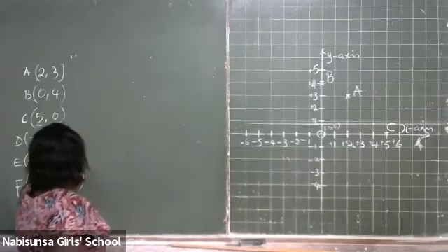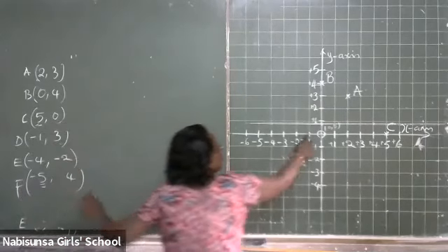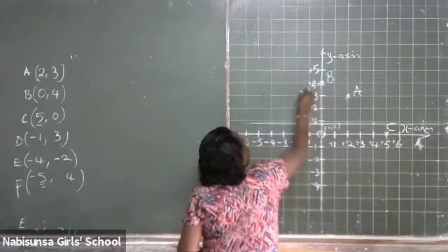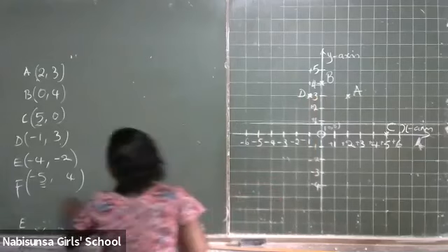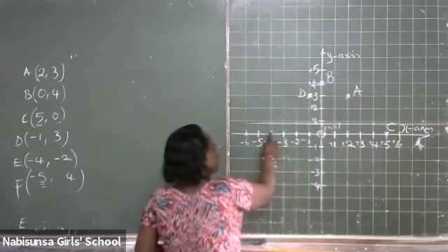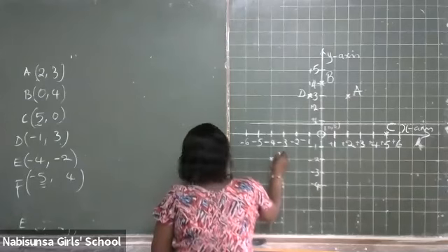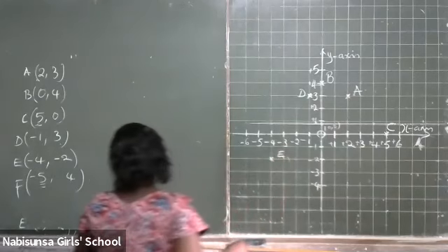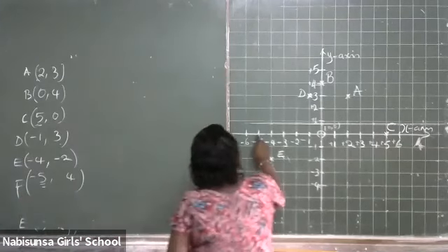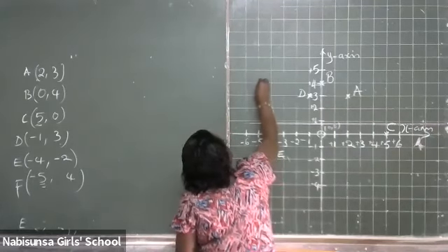Point D, -1 and 3: -1 on the X and 3 on the Y. So that is point D. Point E, -4, -2: -4 on the X, -2 on the Y. That is point E. Point F, -5 on the X, 4 on the Y. So that is our point F.